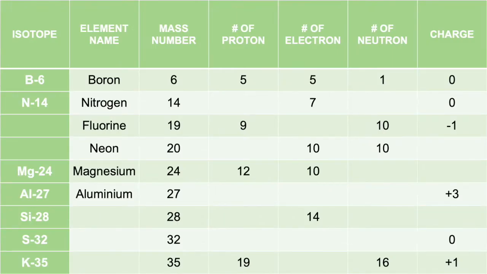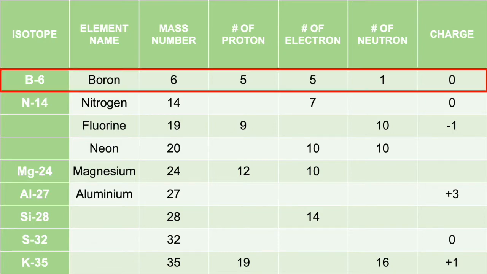Our table has 7 columns. The first column is for the isotope. Second one is for the element name, followed by the mass number, the number of proton, the number of electron, the number of neutron, and finally, the charge of the atom. The first row is done to serve as a guide for you to answer the table.